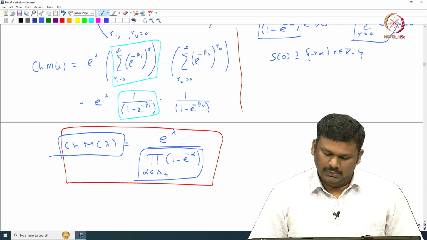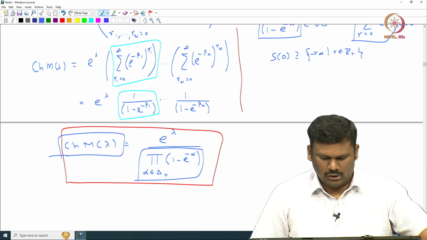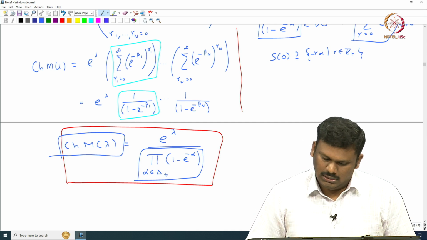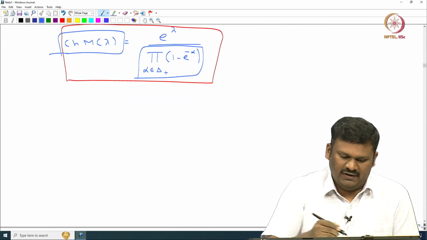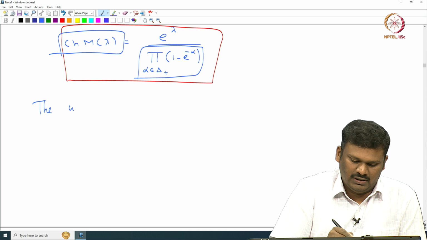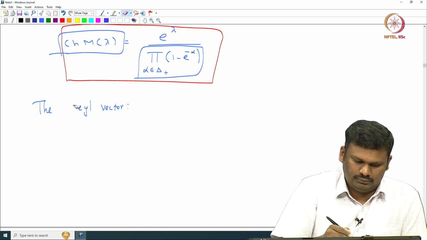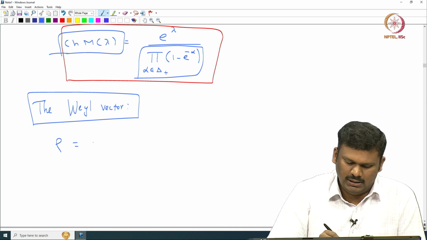Okay. So, now we want to actually rewrite this particular character of m of lambda. The way we want to rewrite it is using what is called the Weyl vector. Okay. So, let us define this Weyl vector. In terms of the fundamental weights, the Weyl vector is defined to be the sum of the fundamental weights, omega 1 plus etcetera plus omega n.